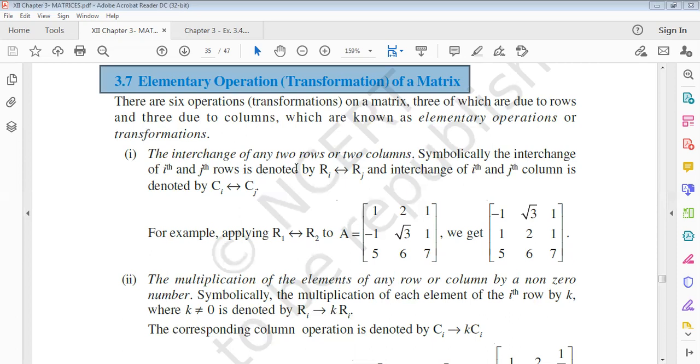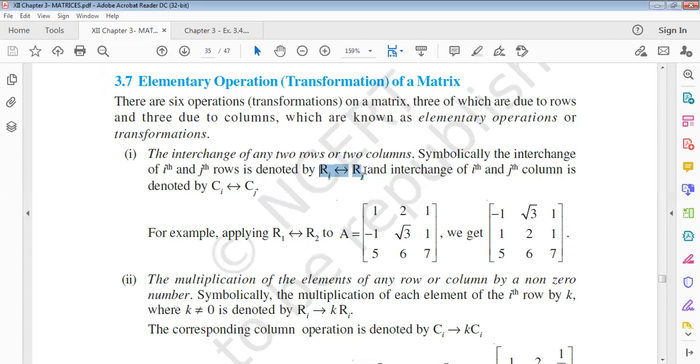Symbolically, the interchange of the ith and jth rows is denoted by Ri double arrow in both directions Rj, that means we are changing the ith row to the jth row. And similarly, interchanging the ith and jth columns, vice versa.